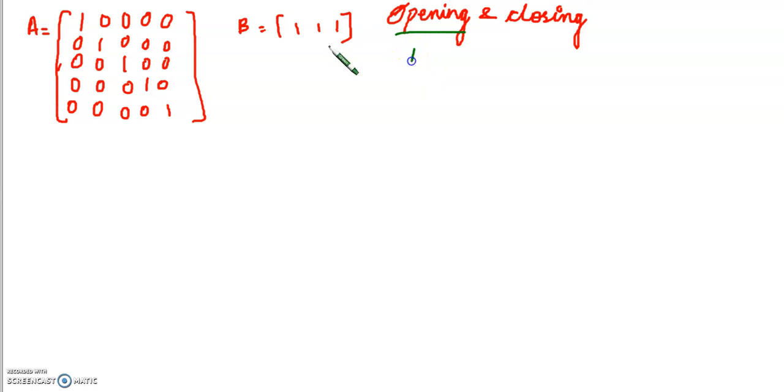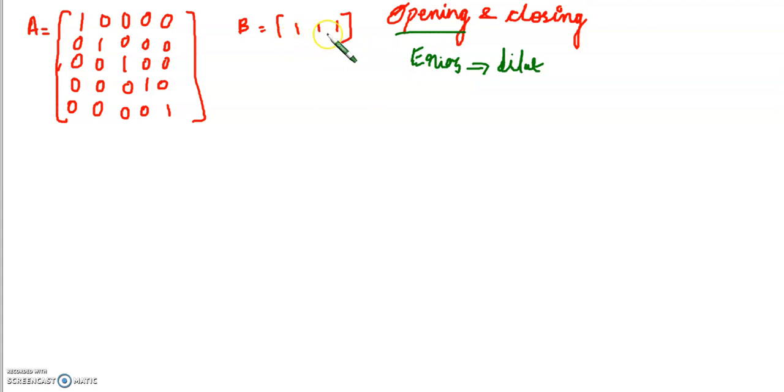So opening means I have to do erosion first, and this is followed by the dilation. Okay, so first we have to do erosion. Erosion of A by B means, as we have already seen, when you place translated versions of B, it should be fully contained in A.